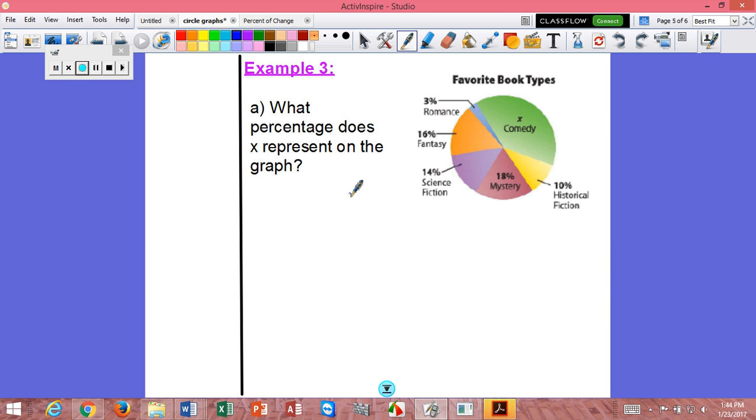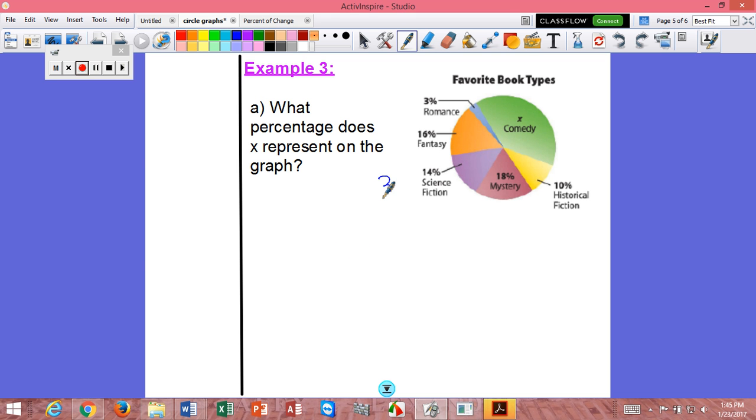Example 3, what percentage does x represent on the graph? Okay, now here's x. Remember, the whole entire graph is worth 100%. So if I were to add all of these values together and then subtract from 100, we can figure out what this percentage is. So sometimes you might be missing that, and this is an extra step you'll need in your problem. So let's go ahead and add it all together.